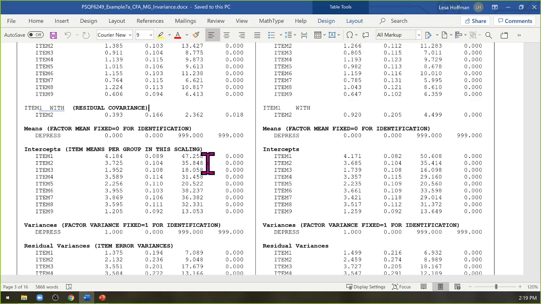And so we need to figure out which parameters need to be different in order for the fit to be satisfactory. And the idea that some of the parameters could be the same, but some of them need to be free to differ between groups, that's known as partial invariance. So it doesn't have to be all or nothing, and most of the time it won't be.